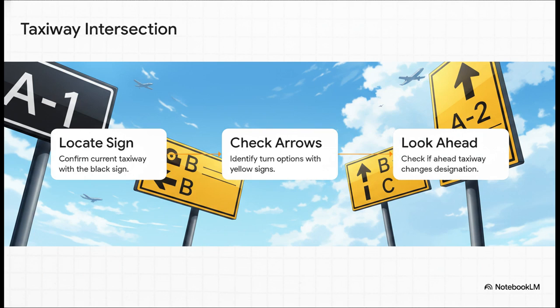So how do we actually apply that golden rule? When you're rolling up to a standard intersection, just follow a simple 3-step process. First, confirm your current spot using the black sign. Second, scan the yellow signs with arrows to map out your left and right turn options. And finally, check if there's a yellow sign with an upward arrow. That one tells you if the straight-ahead taxiway changes its letter designation after you cross the intersection. See? It's a highly logical system once you know the color codes.